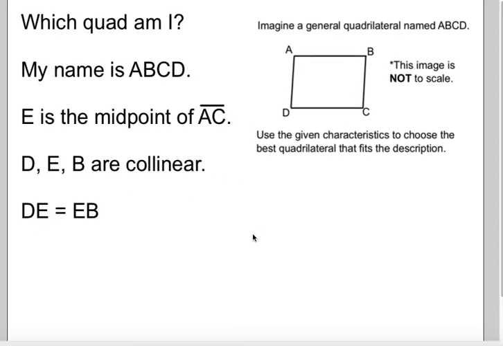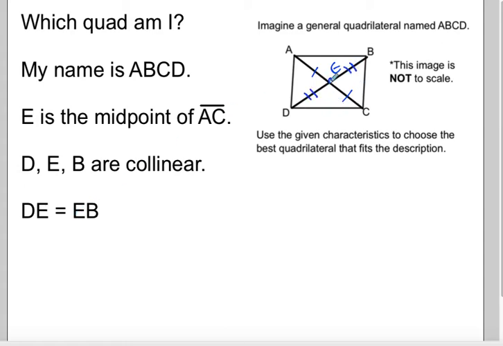For our third example, we know that E is the midpoint of AC. So I'm going to draw in AC. They told us that E is the midpoint. They also said D, E, B are collinear. Points D, B, and E. So if E is the midpoint of AC and DEB are collinear, then E is also on the diagonal DB there. And they said that DE and EB are congruent.